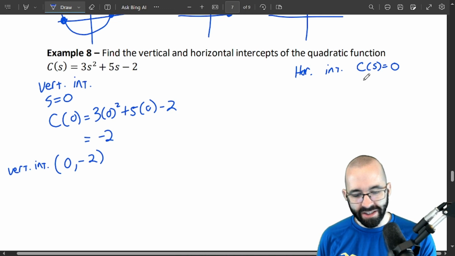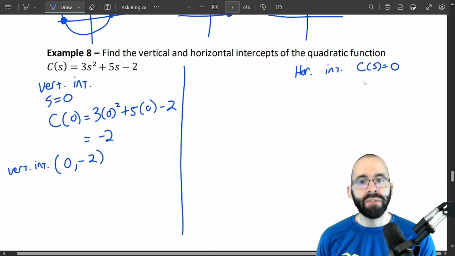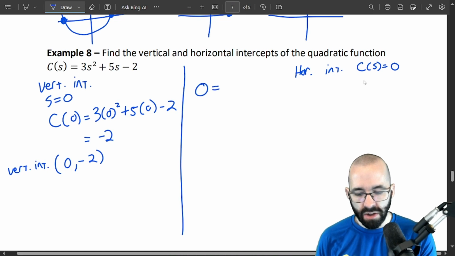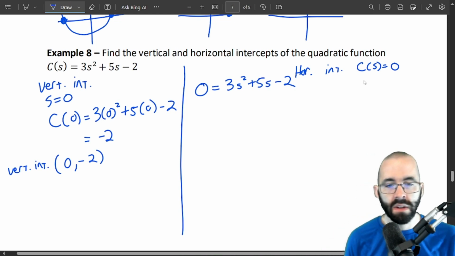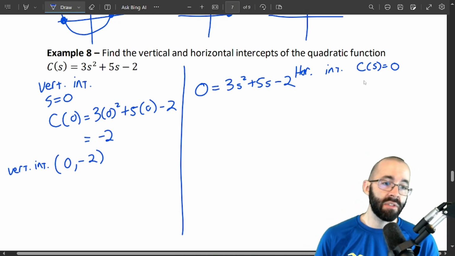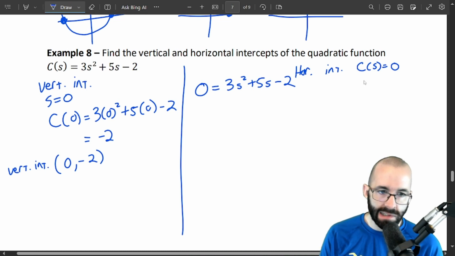So the horizontal intercept, I'm going to divide things over here, I'm going to need a lot of space, is when the function value equals 0. That's when 0 is equal to 3s squared plus 5s minus 2. You can solve this in a variety of ways. The easiest way for us to solve it in this one is probably factoring. You may also want to use the quadratic formula, which is the next video.